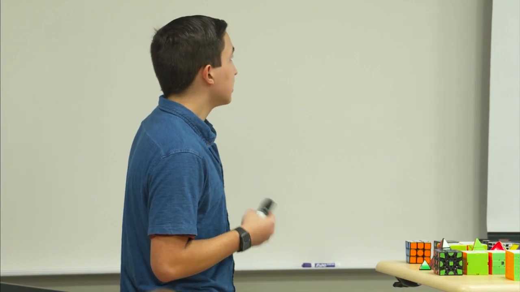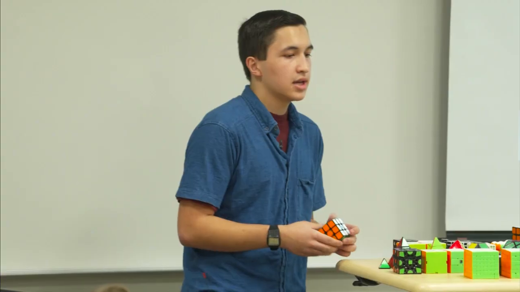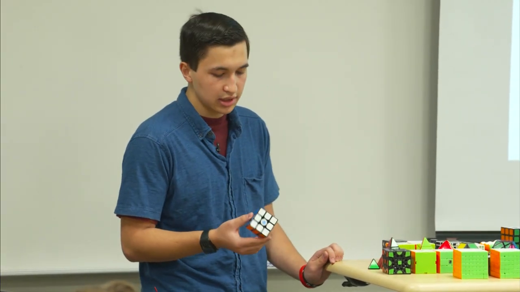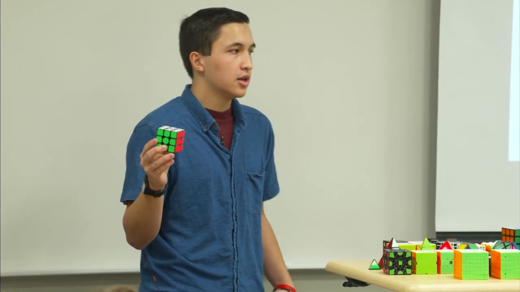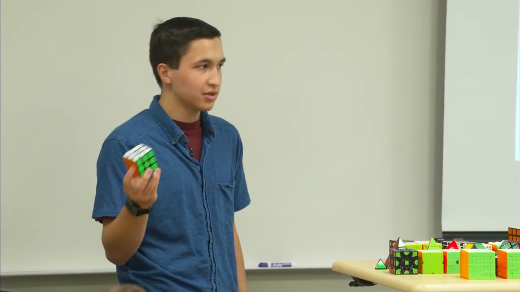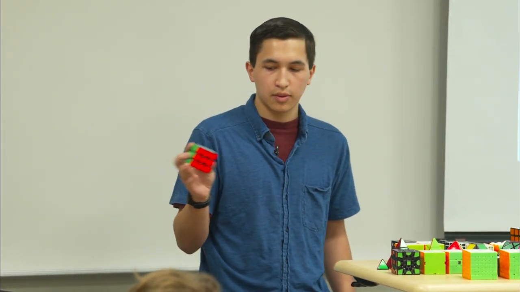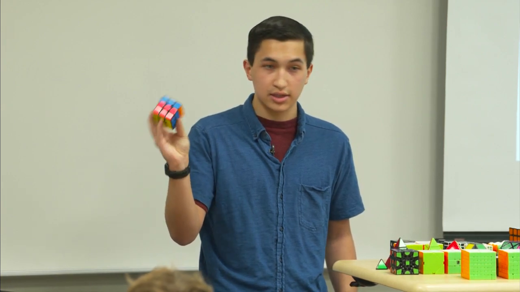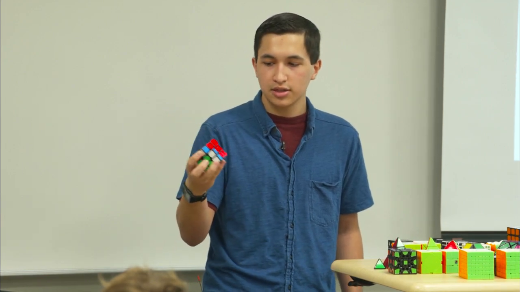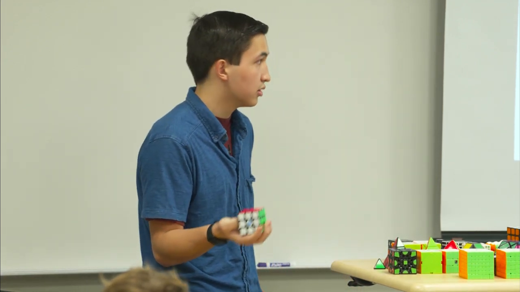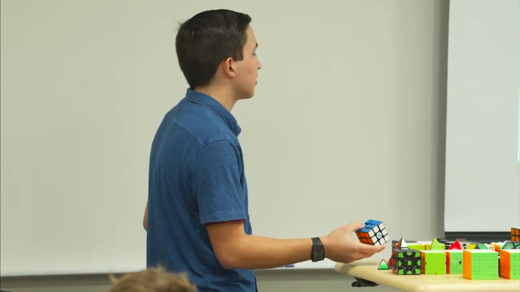So now we can talk about what is a permutation. A permutation is any scramble of a Rubik's Cube. To start off, there's the solved permutation. That's when all the pieces and colors are together. And every time you turn it, you're creating a new permutation. So this is a different permutation. This is a different permutation. So every time you do a move, it will create a new permutation. So obviously, there are a lot of permutations.